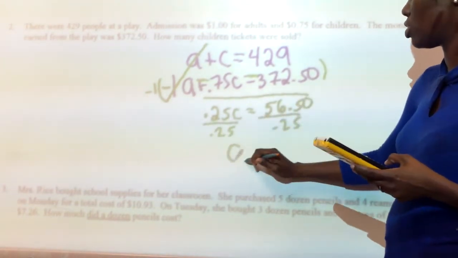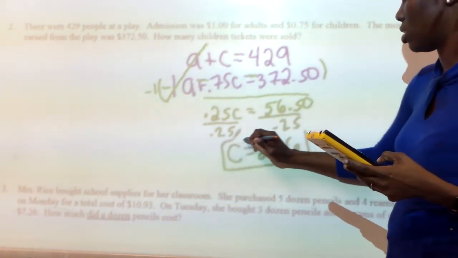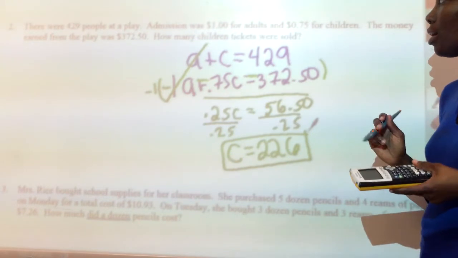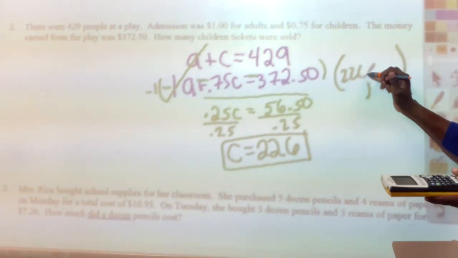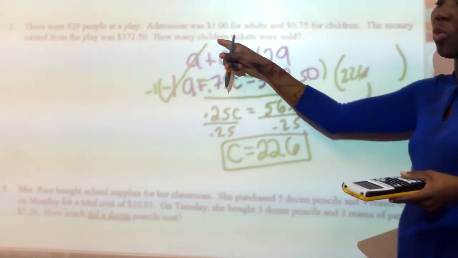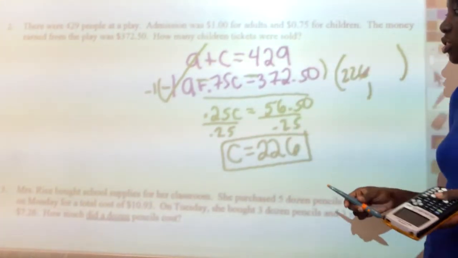And the number of children's tickets sold is 226. And I can stop there. You don't have to write it in ordered pair form because in this case it's a word problem, so it's only asking you for one value, and it's asking us for children.